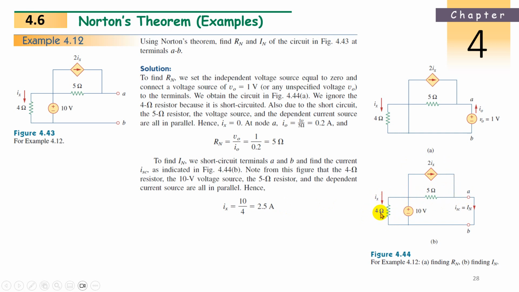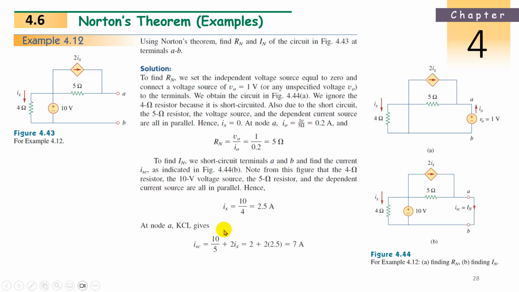So what is Ix? Ix is nothing but this 10 volts divided by 4, which is 2.5 amperes. Now once you know the 2.5 amperes, you know the current source: 2 into 2.5, 5 amperes is the current source. Now what is the current in this branch? Because the voltage in this branch is again 2 into 5, 10 volts. Same 10 volts it is.